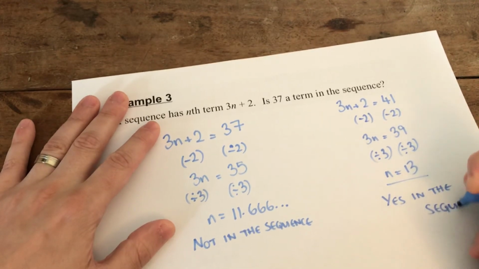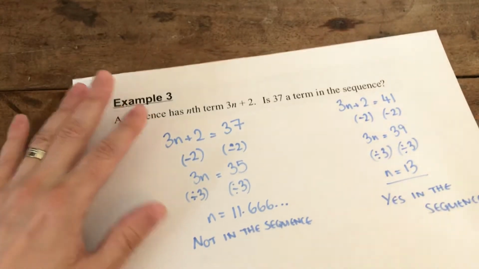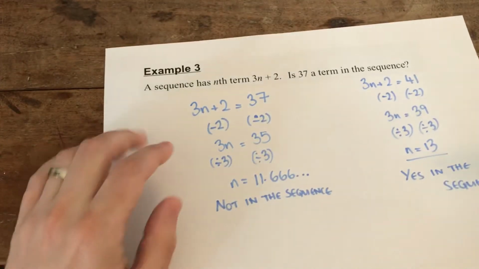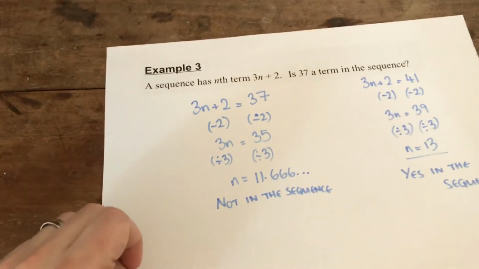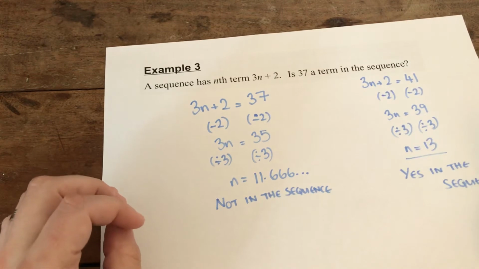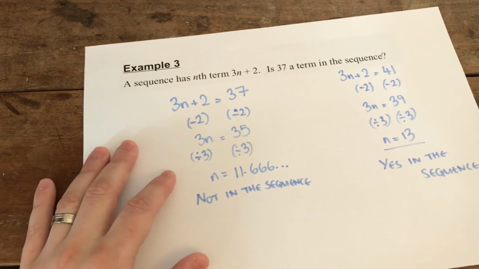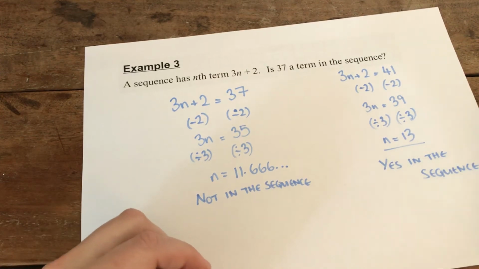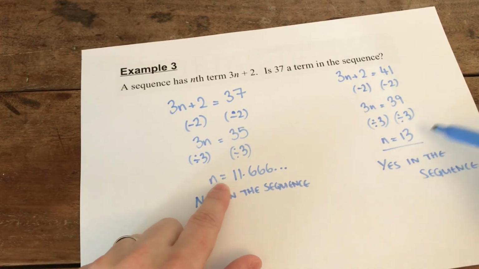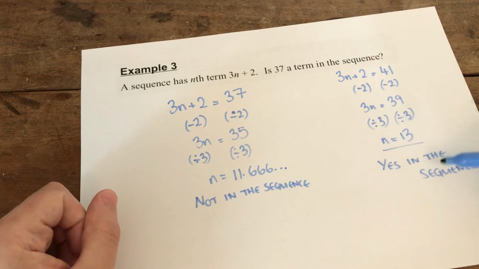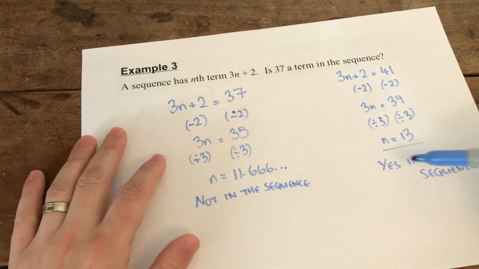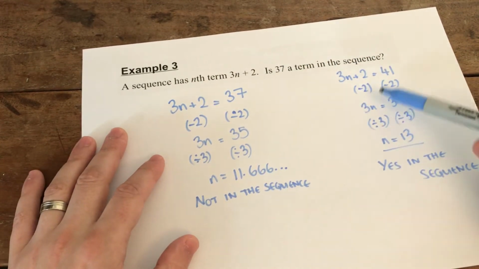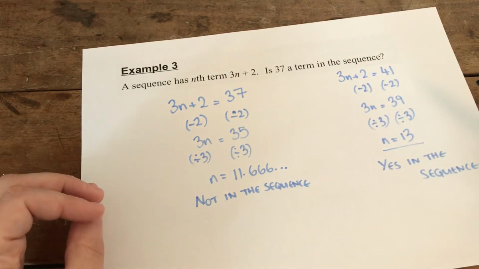So I'll talk you through how we solve these problems again. What we do is we make ourselves an equation. We solve the equation, like what we were doing last lesson and what you have done previously in lessons. What you then do is you look at your value for n. If the value for n is a whole number, it is a number in the sequence. In this case, 41 is the 13th number in the sequence.